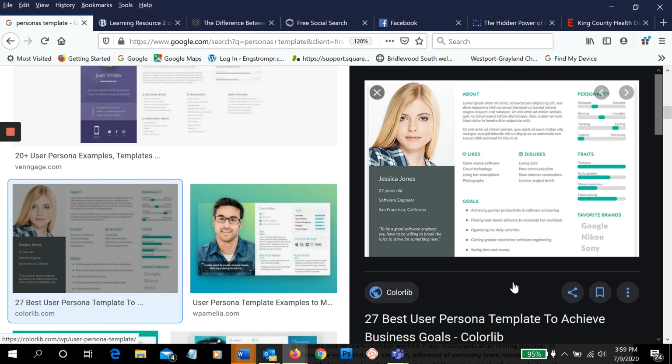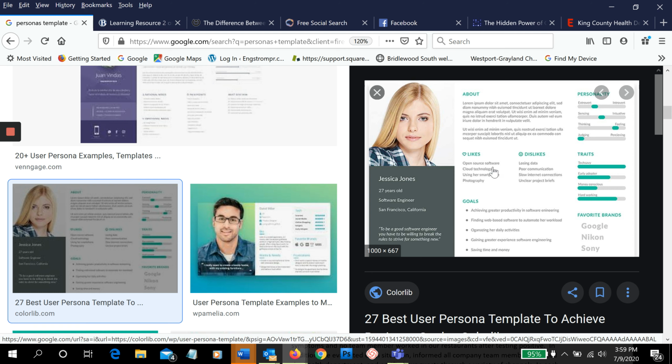Here's one. We always make up names, but Jessica Jones. She's 27. She's a software engineer. She's from San Francisco, California. And you talk about who you think she is. What are her likes? What are her dislikes?